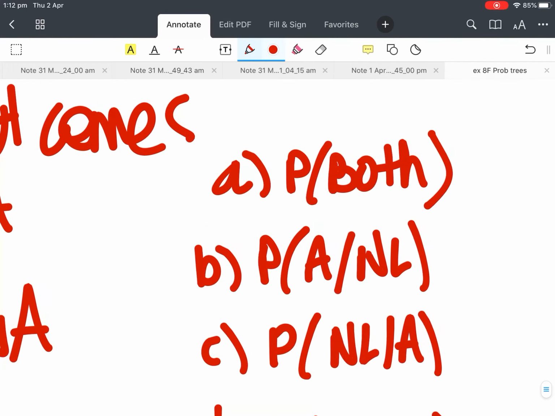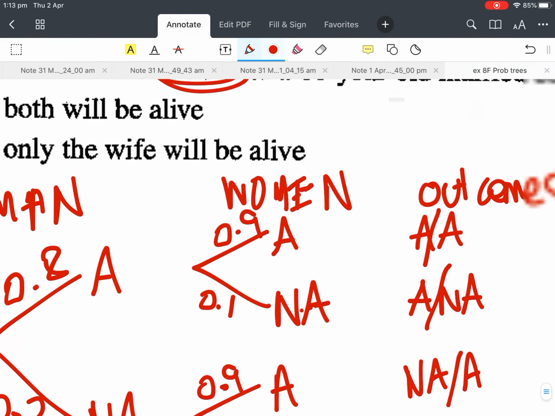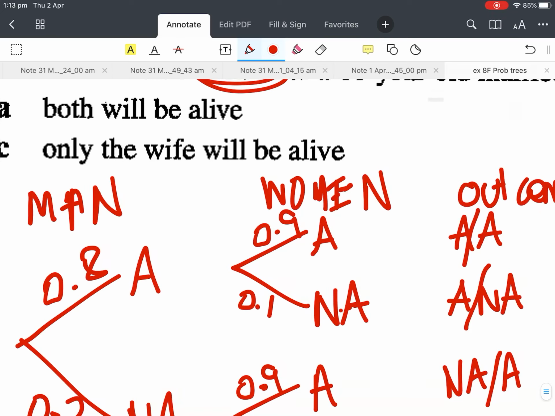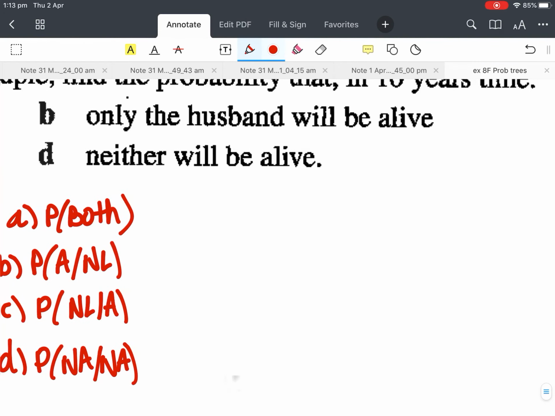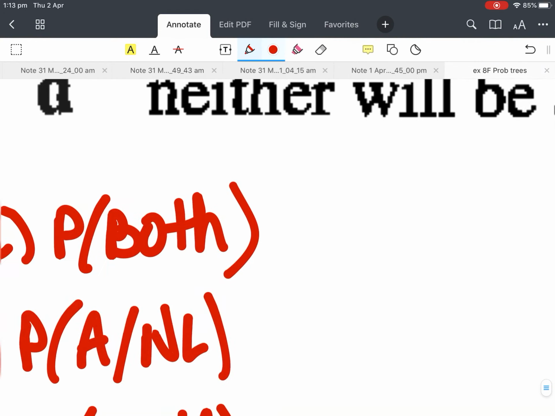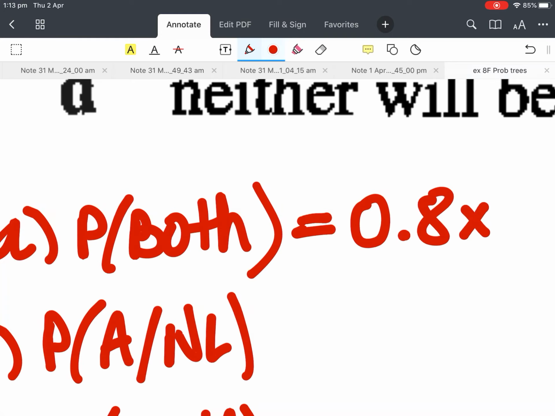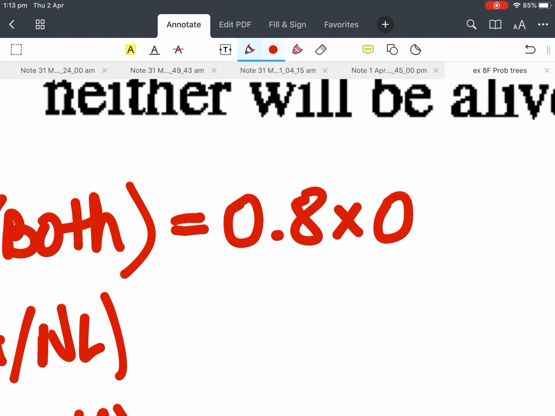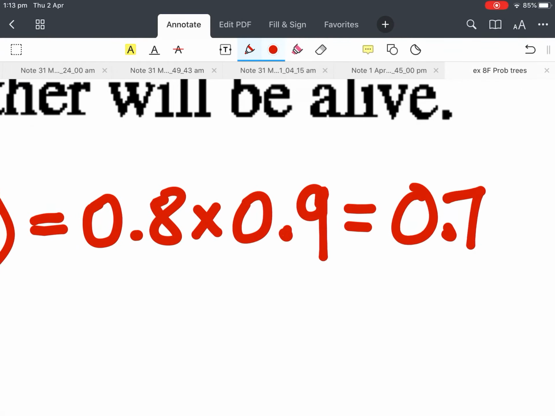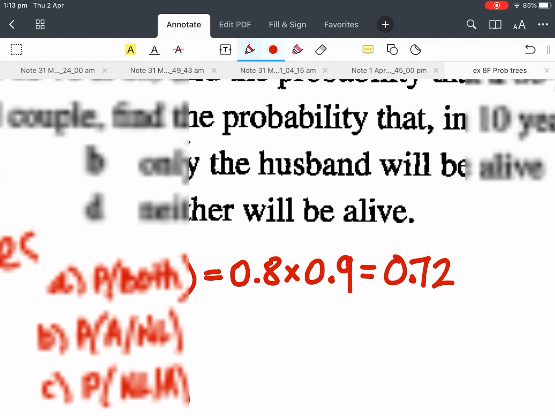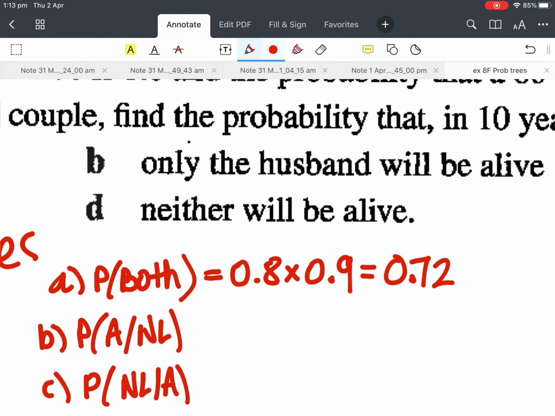So both. If we look at the arms, we have 0.8 on the man's alive arm and 0.9 on the woman's alive branch or arm. So I am going to write equals 0.8 for the man times 0.9 for the woman. Do that on my calculator and I get 0.72.